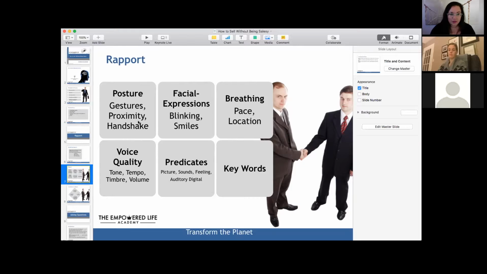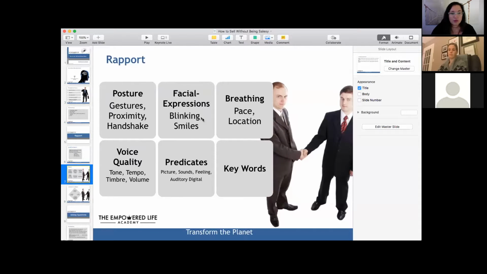Proximity, sit again with the same closeness as them. Handshake, use your awareness to notice, how do they shake hands? Is it a firm grip? Is it soft? What are they doing? How do they shake your hand? And very quickly match them on that. Do the exact same thing they do.